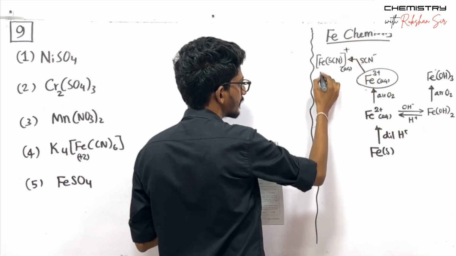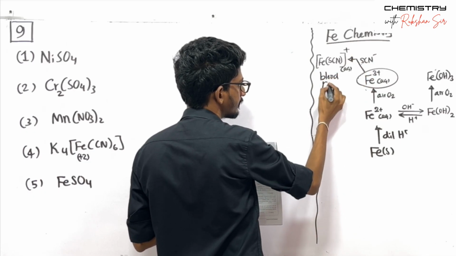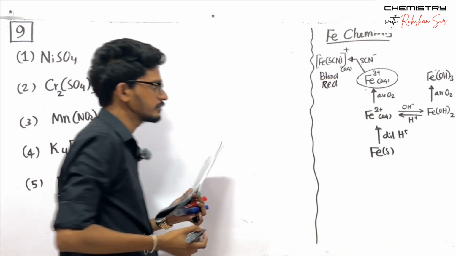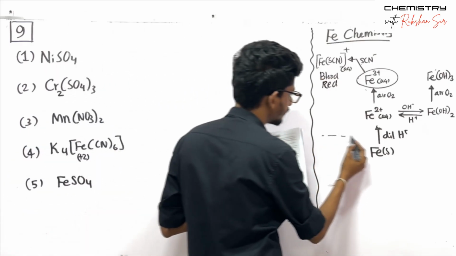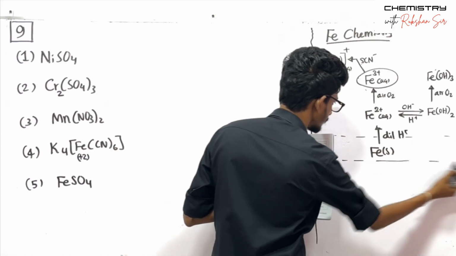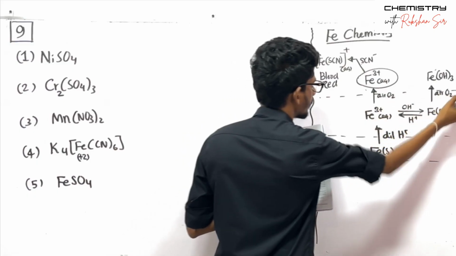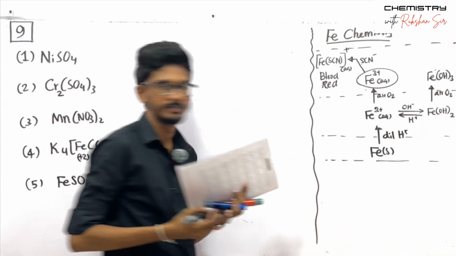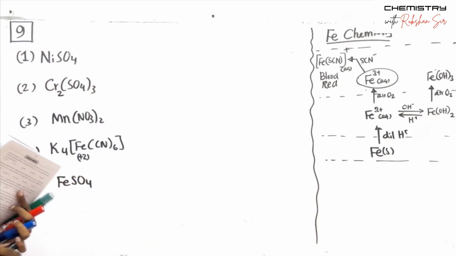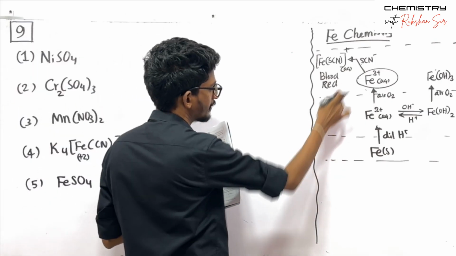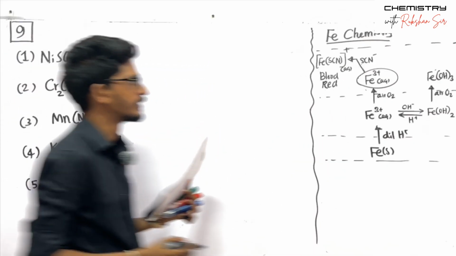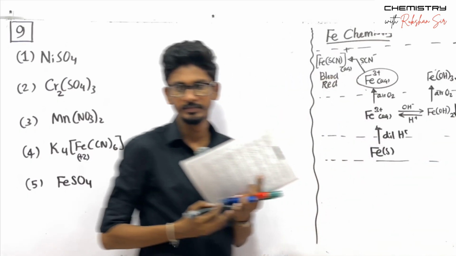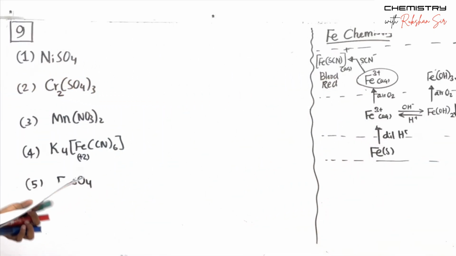Blood red things. That is the Fe chemistry, no? What we had discussed. Right? This is the 0 oxidation state, plus 2 oxidation state, and plus 3 oxidation state. These are precipitates, huh? Right, see what they are saying.